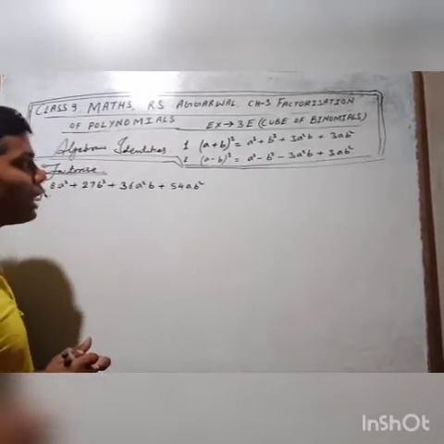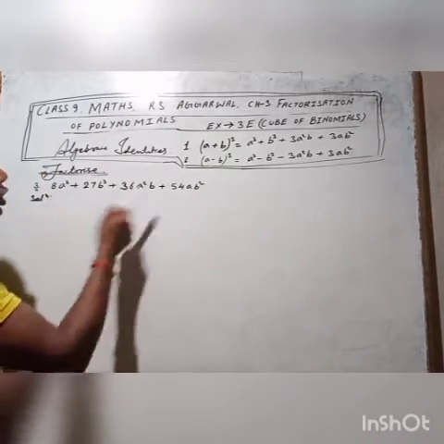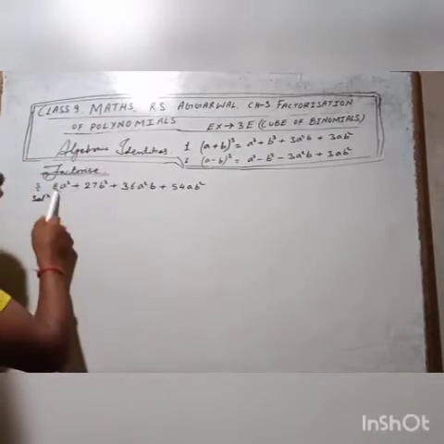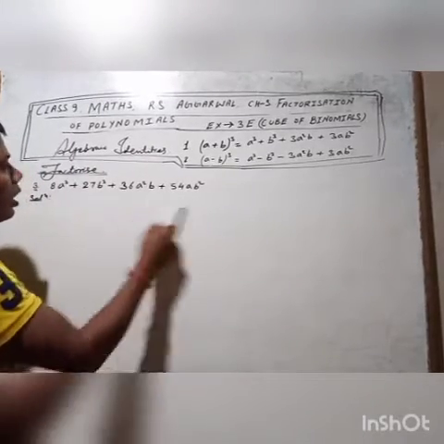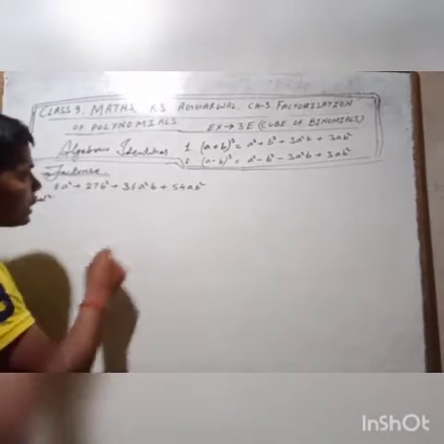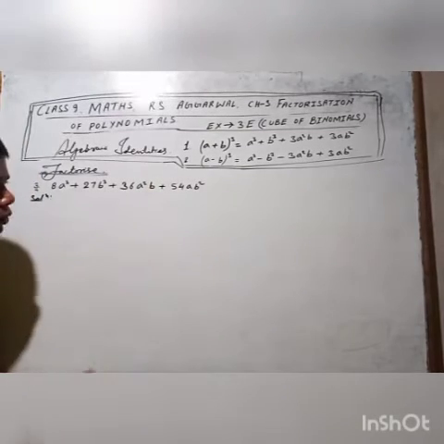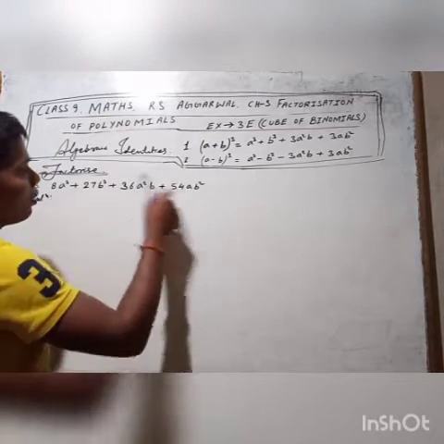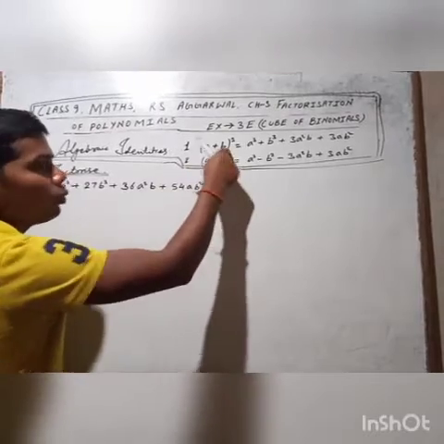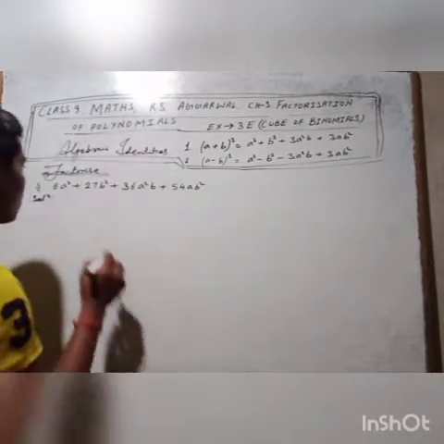It is very clear to understand by seeing the question that none of the terms of the polynomial is negative, meaning each and every term of the polynomial is positive. So surely we will use identity 1. Now how to use it?